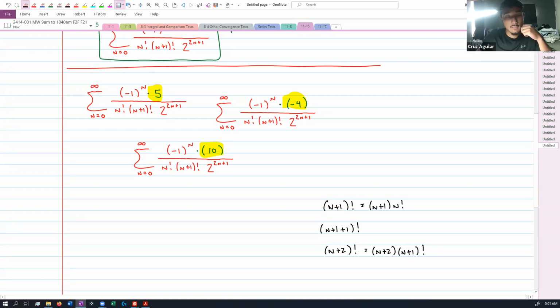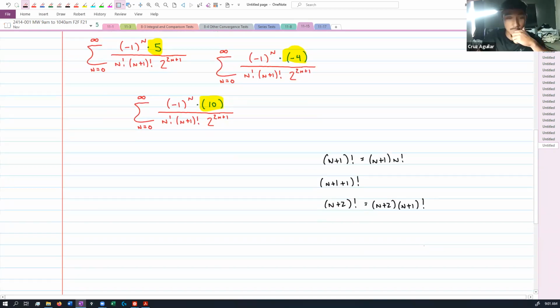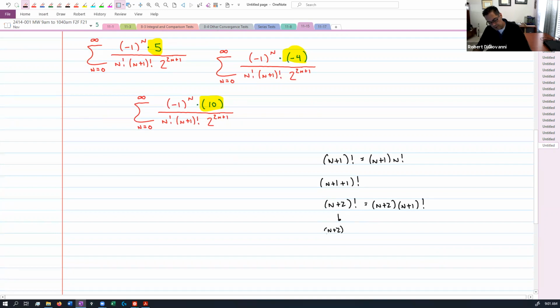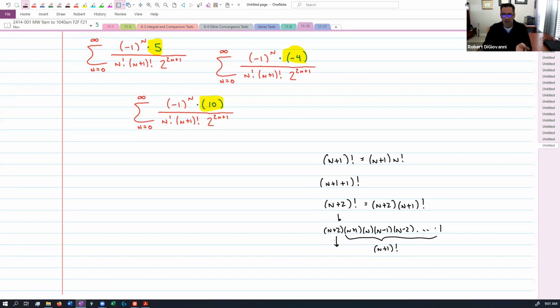Oh, okay. Right? Yeah. And just think about it this way. It's because this is really n+2 times n+1 times n times n-1 all the way down to 1, right? So if you group all these together, that's n+1 factorial, and then you have this up front. And it would go the same way with n+3 factorial, right? n+3 factorial could turn into n+3 times n+2 factorial.